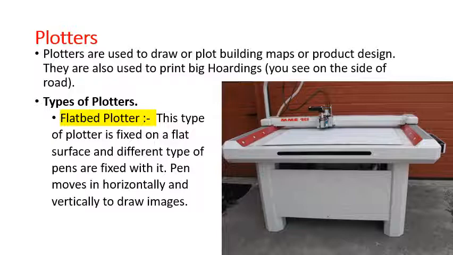There are two types of plotters. One is the flatbed plotter and the other is the drum plotter. So let's understand the flatbed plotter. This type of plotter is fixed on a flat surface and different types of pens are fixed with it. The pen moves horizontally and vertically to draw images. Here you can see an image of a flatbed plotter. This is the flat area, and this part is holding a pen.